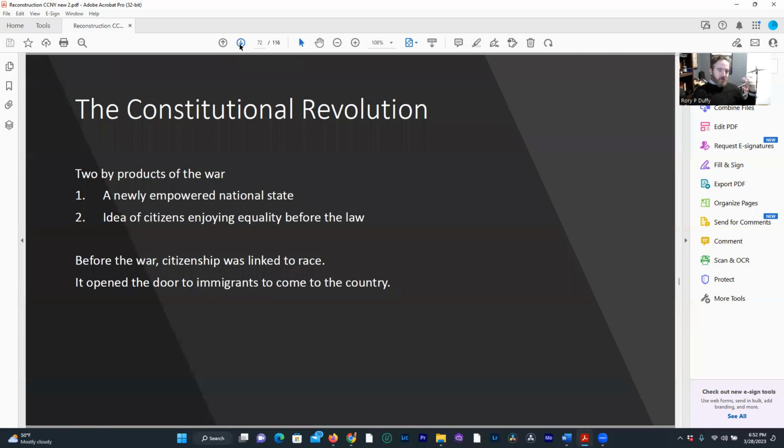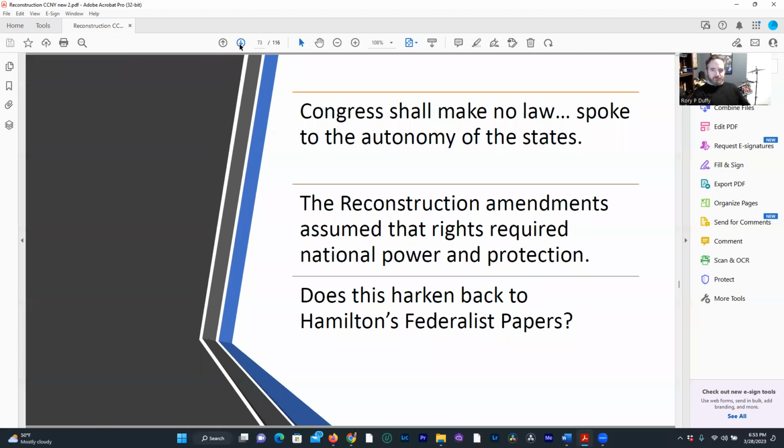Now, this is a constitutional revolution. Prior to the war, we have a new nationally empowered national state and ideas of citizens enjoying equality before the law. Before the war, citizenship was linked to race, and it also opened the door to immigrants to come to this country.